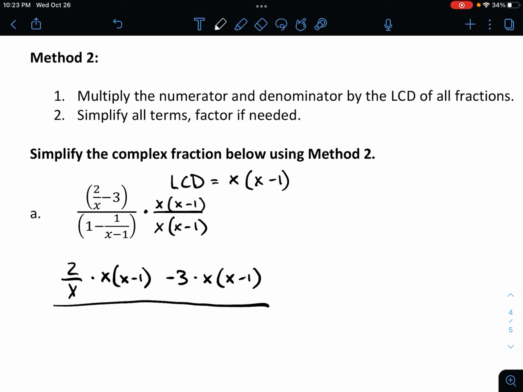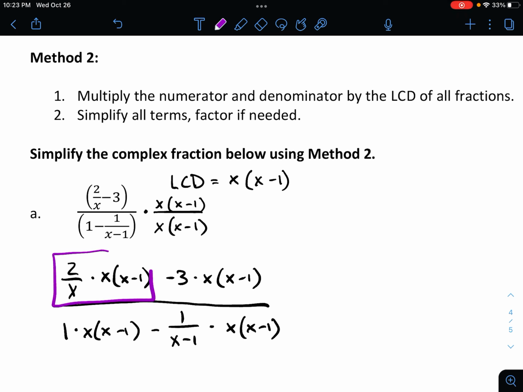I'm now going to go to my denominator, and we see we have a 1. So I'm going to write down the 1. I'm going to multiply that by x minus 1. And then we have minus this fraction here, so I'm going to copy paste that. And I'm going to multiply that by x minus 1. All right, so now we should see some things start to cancel here.